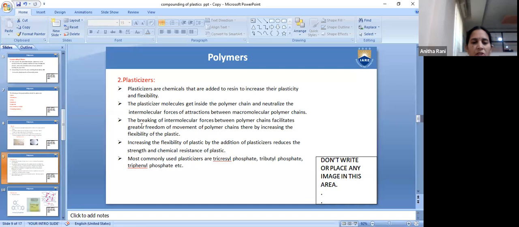That is what I gave here. The breaking of intermolecular forces between polymer chains facilitates the easy movement, or greater movement, of polymer chains, thereby increasing the flexibility of the plastic.